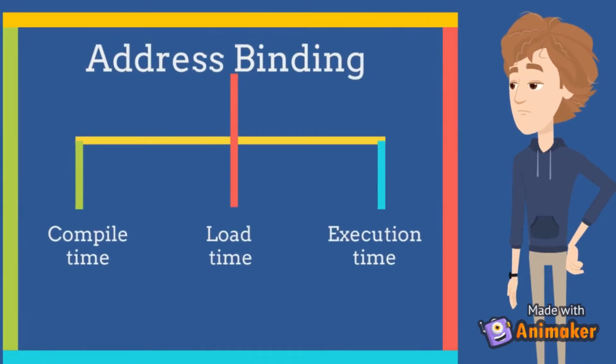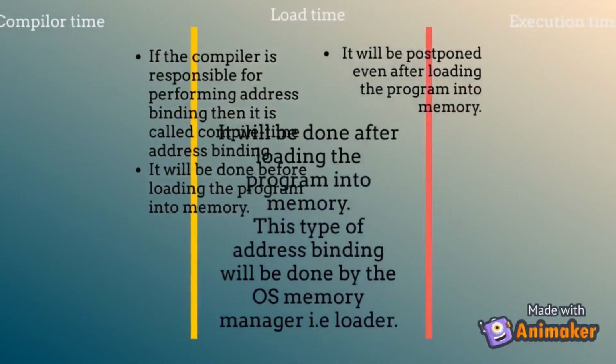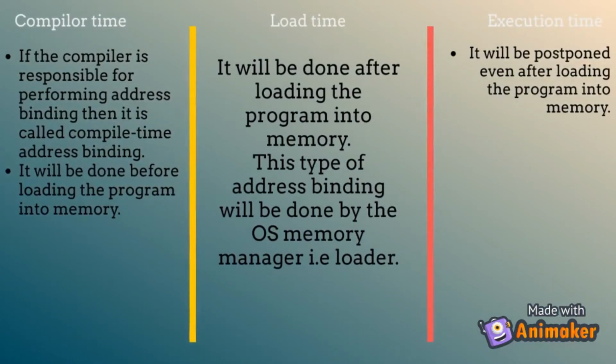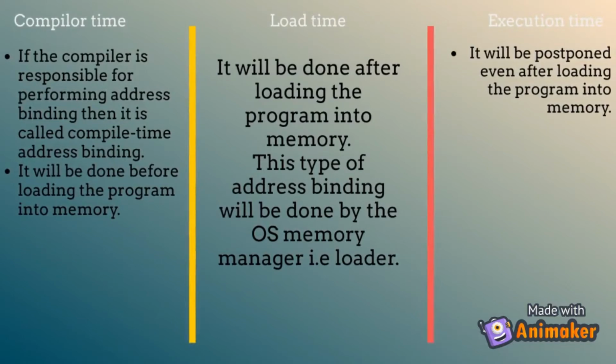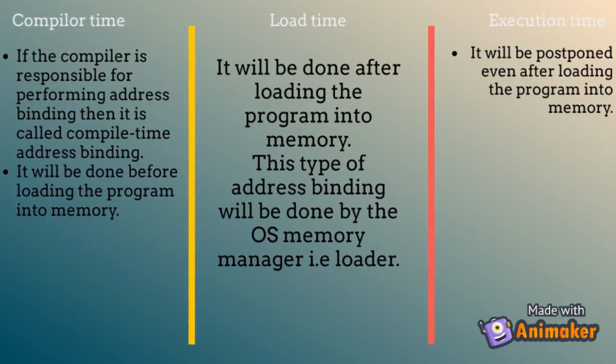So address binding is of three types: compile time, load time and execution time. Compile time: if the compiler is responsible for performing address binding, then it is called compile time address binding. Load time: it will be done after loading the program into memory. And execution time: it will be postponed even after loading the program into memory.